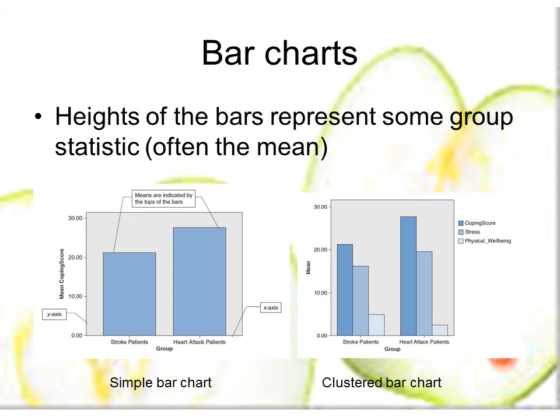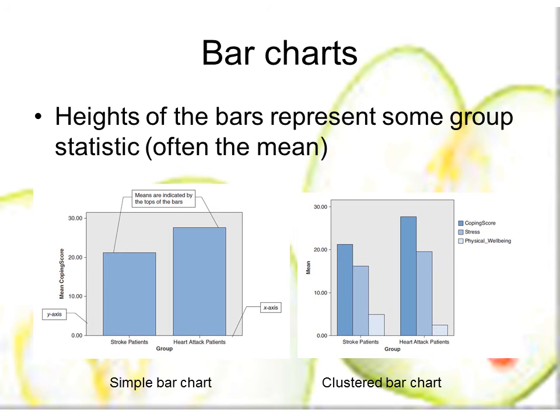If you look at the clustered bar graph, we're looking at a couple of different issues. We're definitely looking at two different groups. Remember, they're not continuous, they're categorical. We're looking at stroke patients and heart attack patients, and at several different issues within each group. So that's a clustered bar graph. These are depicted by the color of the graph, the coping skills being darker blue, then what their stress is, and their physical well-being in light blue.